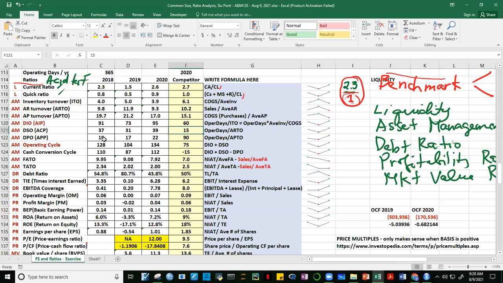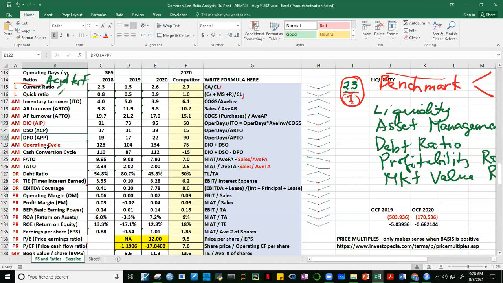On the other hand, days payable outstanding, the company pays its suppliers in 22 days, vis-a-vis their competitor of 90 days. This simply means that the competitor is being given a longer term by their suppliers, as compared to the company, which is only given 22 days on the average. So these are very important measures: ITO or DIO, ARTO or DSO, and APTO and DPO. These are days payable outstanding, or average payment period.